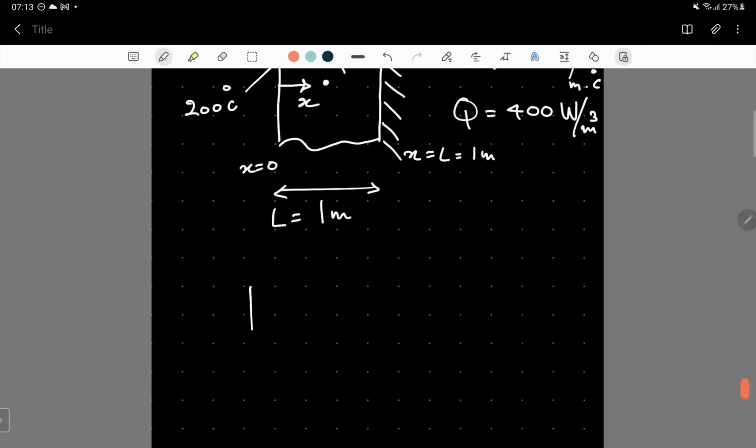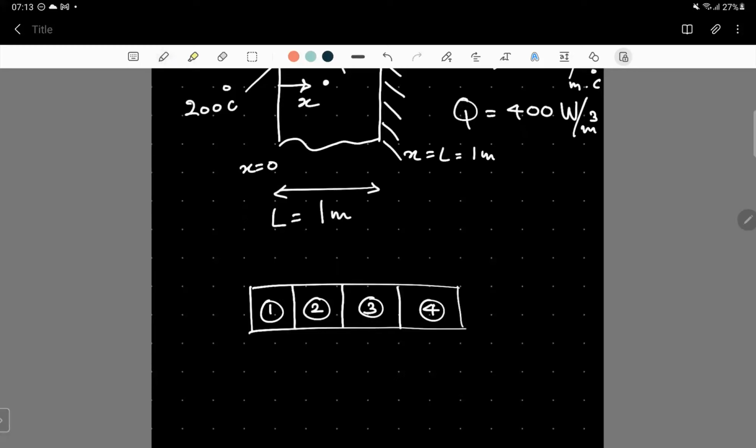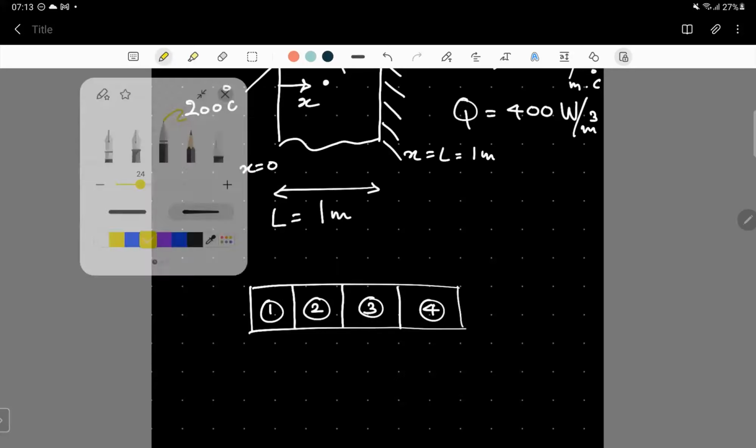So as we did in the previous example, we can come up with a discretized model. Let's segment this total 1 meter thickness into 4 equal components having a length of 0.25 meters. We have 4 elements, meaning we have 5 nodes.